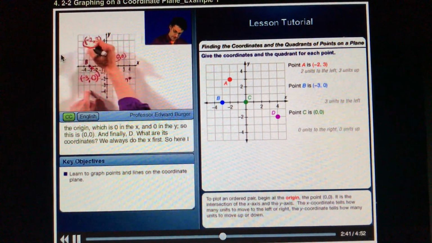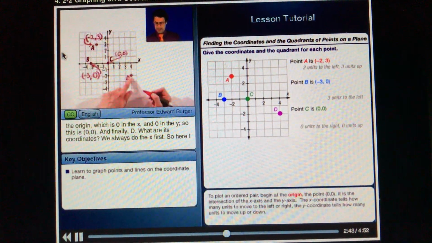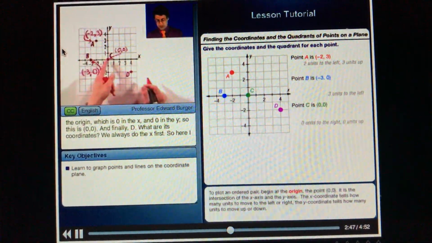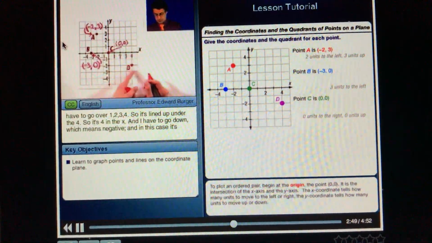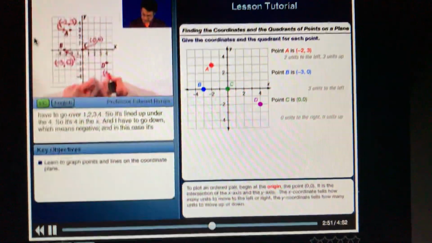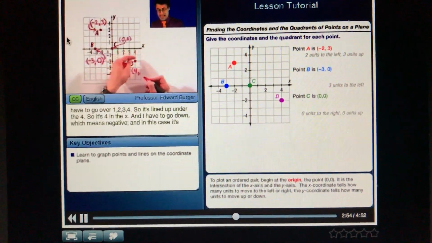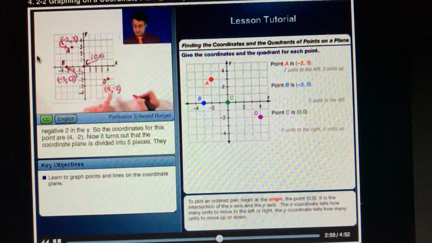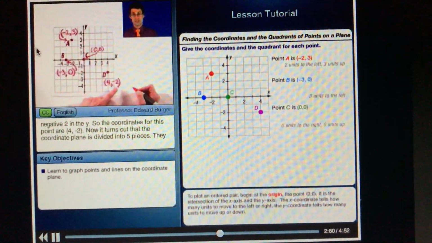And finally, D, what are its coordinates? We always do the x first. So here I have to go over 1, 2, 3, 4. So it's lined up under the 4, so it's 4 in the x. And I have to go down, which means negative, and in this case it's -2 in the y. So the coordinates at this point are 4, -2.